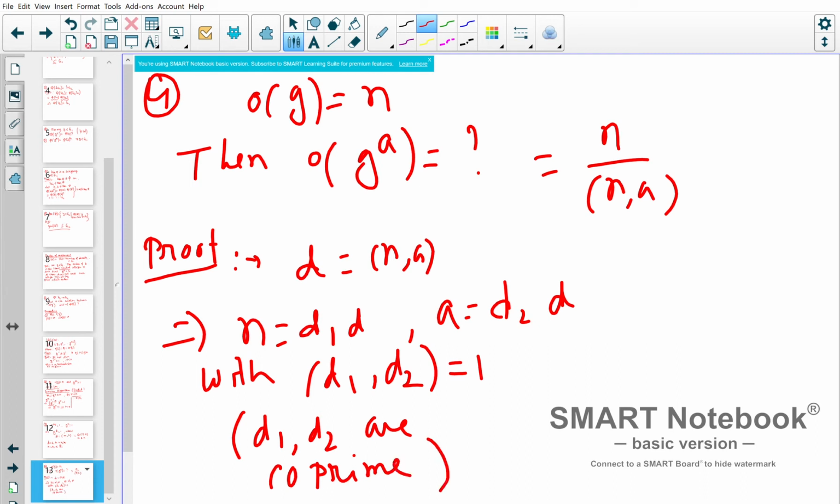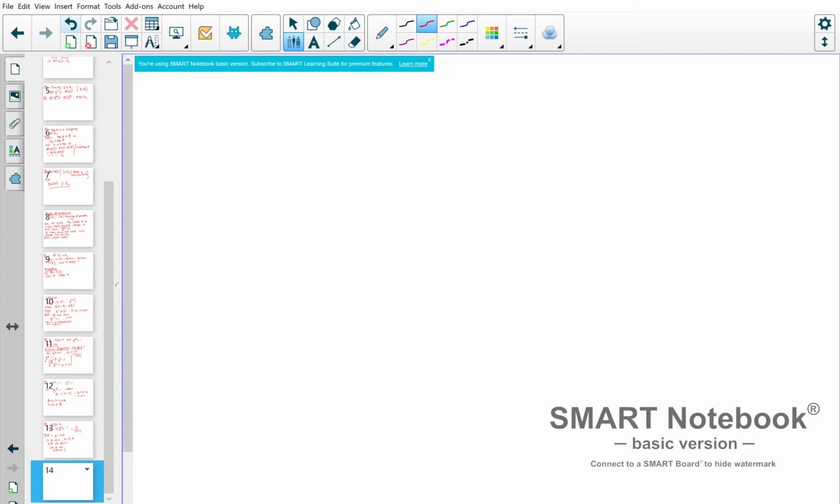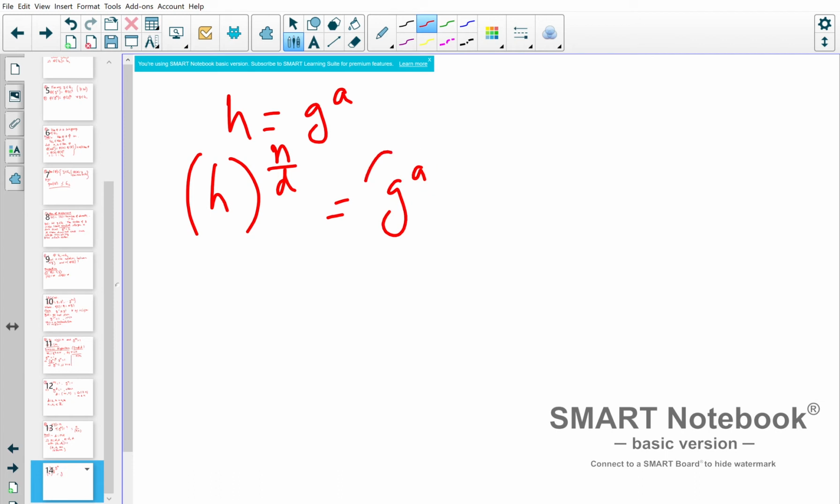Okay, now with this fact, if you want to prove that the order of this is equal to this, let me just start. Suppose I write h equal to g power a. So I need to prove the order of h. What is the order of h? Now you check that if you take h power n by d, where d is the GCD of n and a, you can write this as g power a times n by d, right?